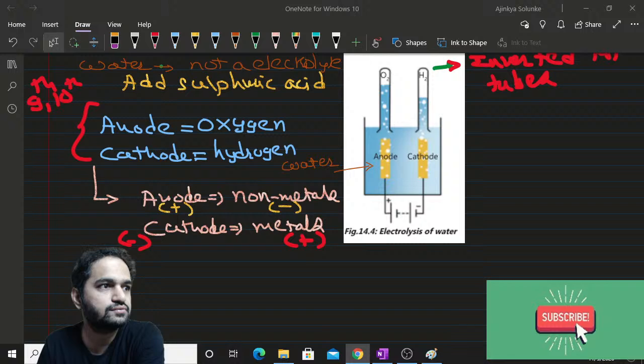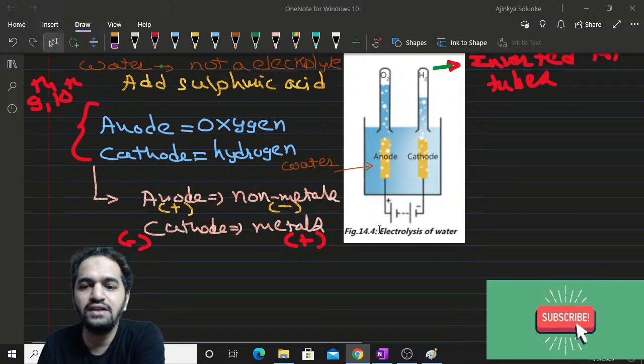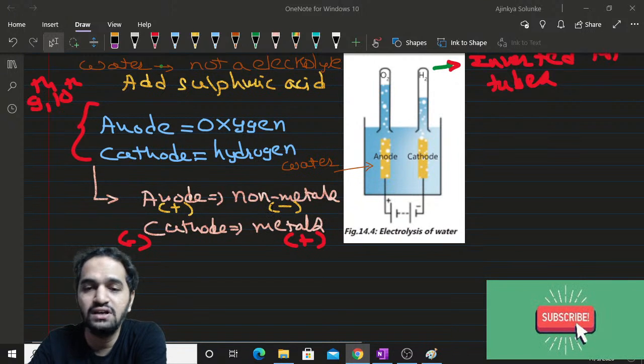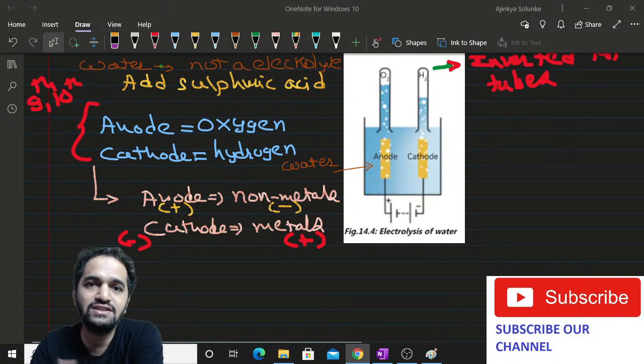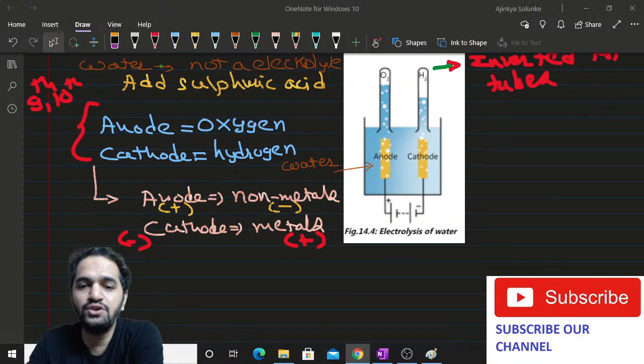Okay, I hope this point is clear. This is just a short simple logic I am telling you. This is not in your syllabus, but still I am telling you. You just have to remember, according to your 8th syllabus, which gas is being released at which electrode, anode or cathode. That is the only point they are expecting. But I am still giving you an additional point.